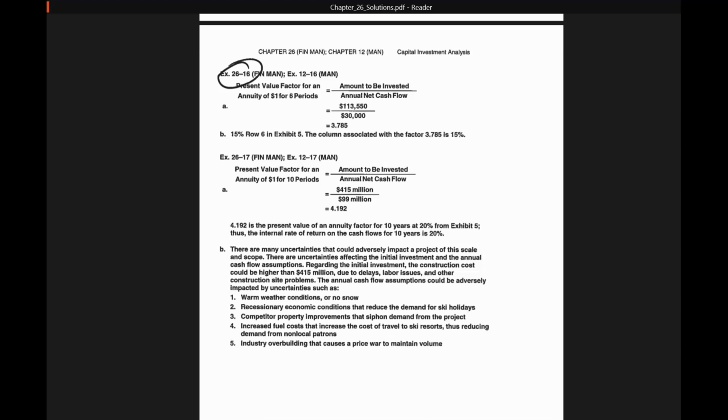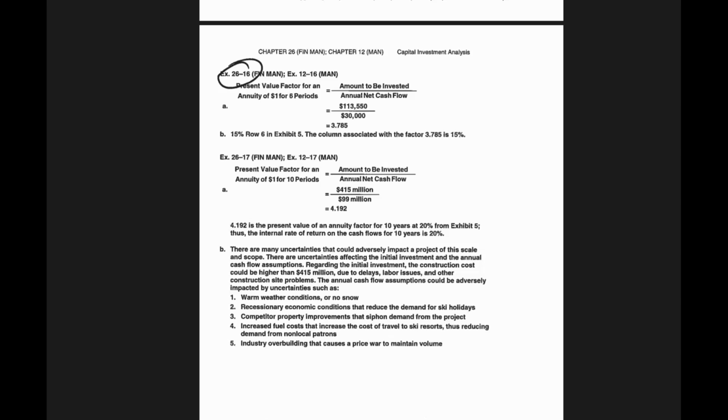Okay, let's continue on with chapter 26, the second half of the exercises. Number 16 reads internal rate of return. The internal rate of return method is used by this construction company in analyzing a capital expenditure proposal that involves an investment of $113,550 and annual net cash flows of 30 grand for each of the 6 years of its life. Determine the present value factor for an annuity, which can be used in determining the internal rate of return.